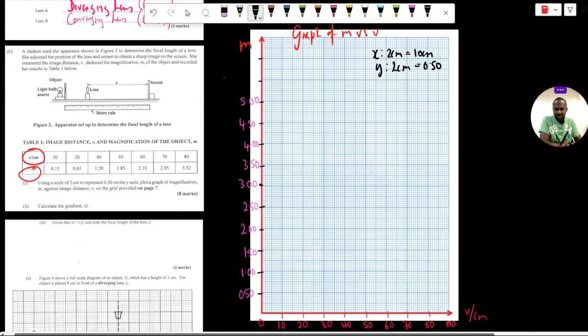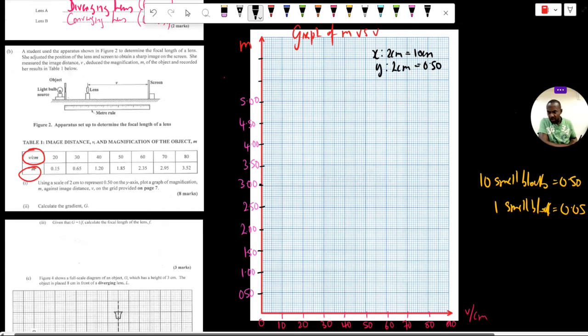All right. So let's proceed now to plotting the graph. When v equals 20, m is equal to 0.15. Now, for the y-axis, we chose a scale of every 2 centimeters to be equal to 0.50. What this basically means is that we have 10 small blocks representing 0.5. And if we divide that by 10, it means that one small block would be equal to 0.05 units, right? So we have to do something like that in order to locate our values properly.